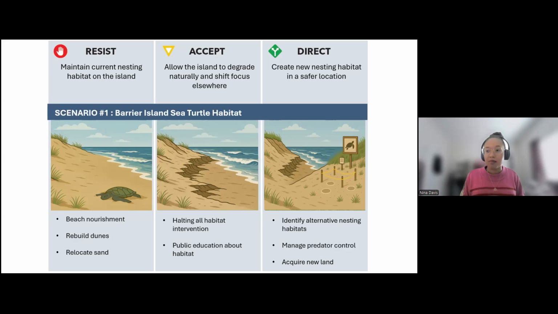So I know you guys had the opportunity to reflect on your worksheet, but a key takeaway here is maybe that a portfolio approach may work best. You might want to resist in short term, high priority areas, while also planning direct actions for long-term resilience. All right, so that was scenario number 1.